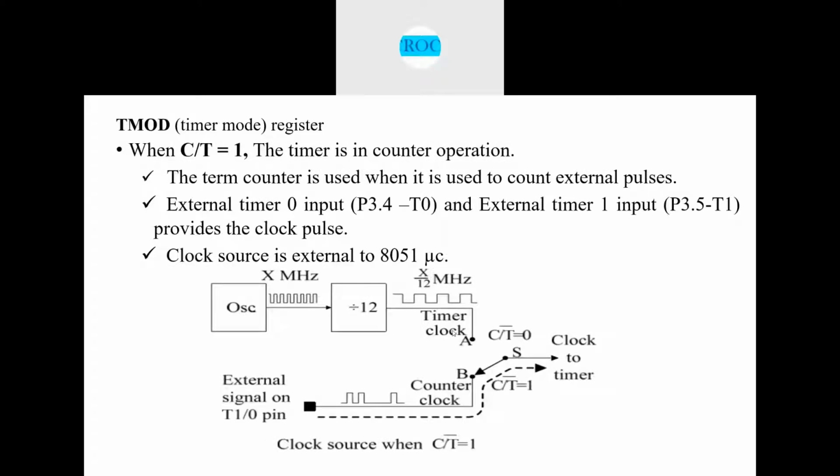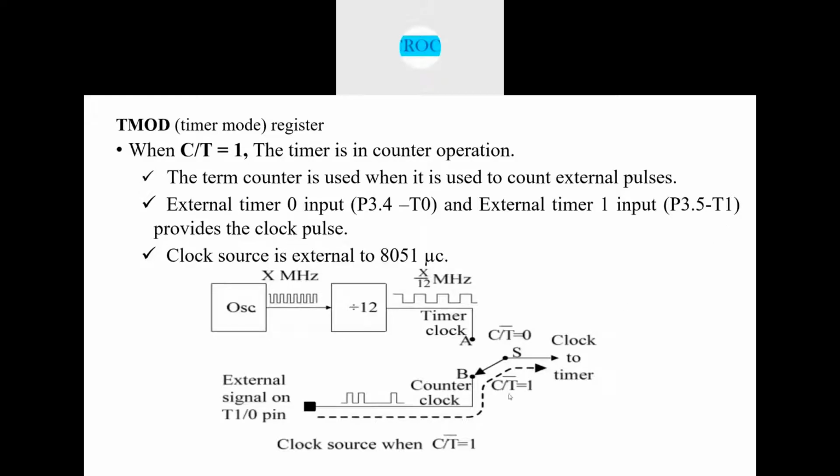When the C/T bit is equal to 1, the timer is in counter operation. The counter is used to count external events, external clock pulses. Where do you get the external clock pulses from? From the external timer 1 input and external timer 0 input, T0 and T1 here. The external clock sources are connected to these pins; T0 is for timer 0, T1 is for timer 1.